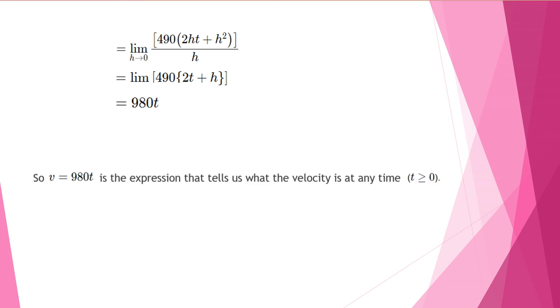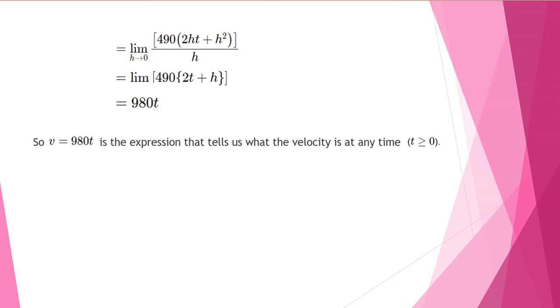The final equation is 980t. So v, the velocity, equal to 980t is the expression that tells us what the velocity is at time t equal to or more than 0.